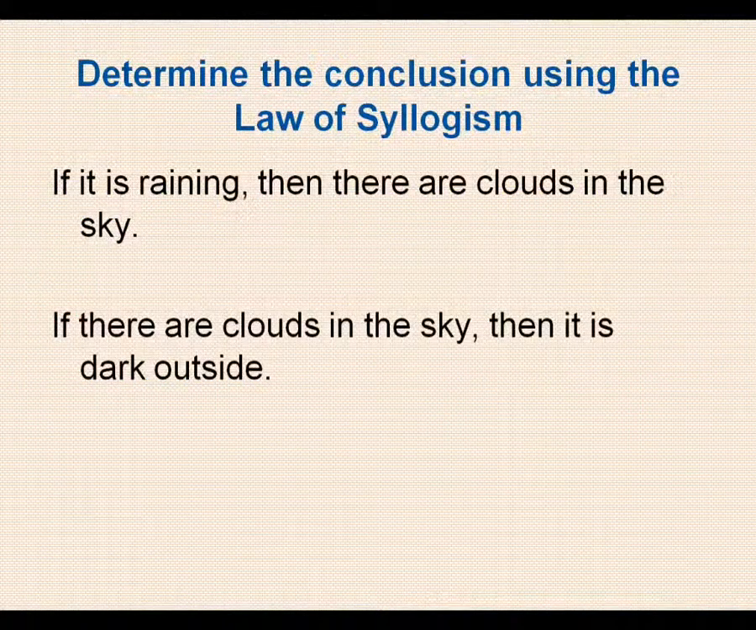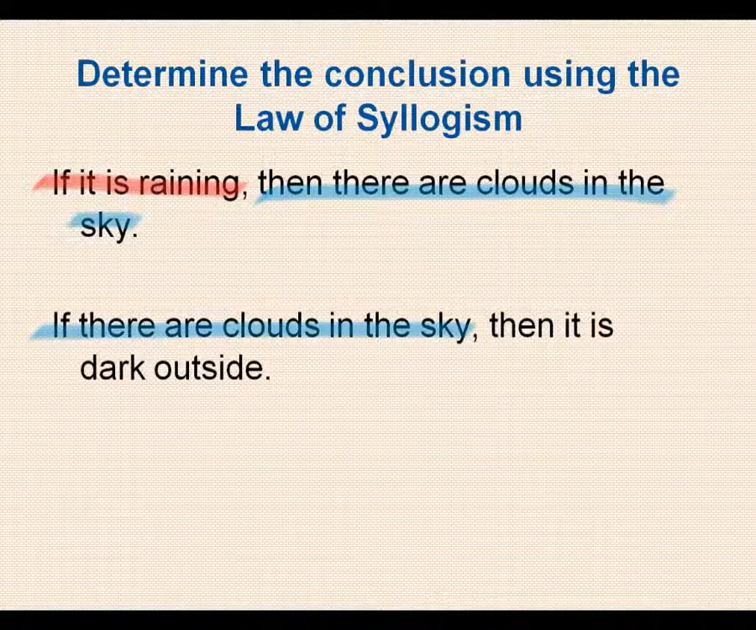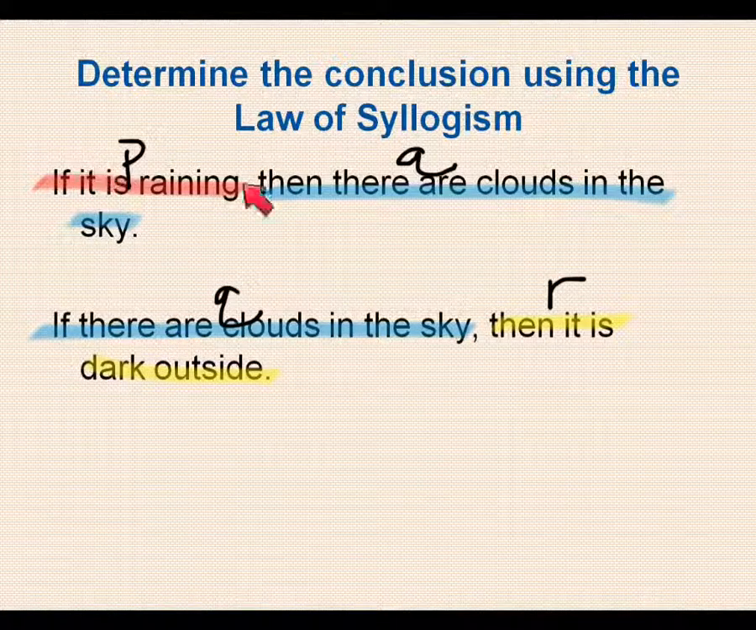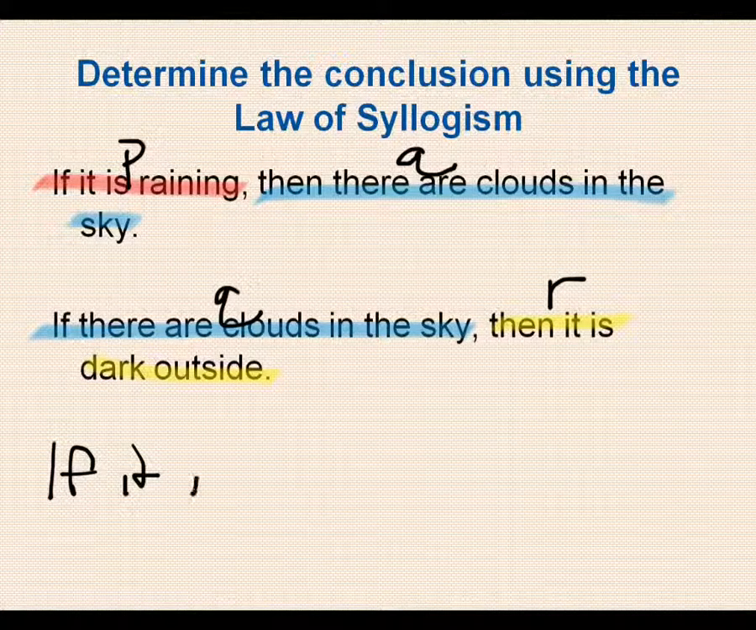For example, if it is raining, then there are clouds in the sky. If there are clouds in the sky, then it is dark outside. So I have statement P, statement Q, and statement R. The Law of Syllogism says if P then Q, and Q then R, then P then R. So what would be my logical conclusion based on the Law of Syllogism here? If it is raining, then it's dark outside.